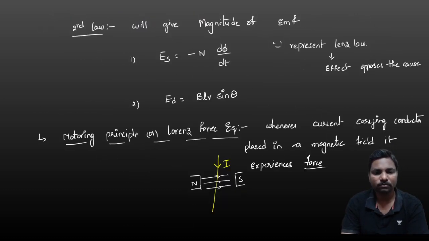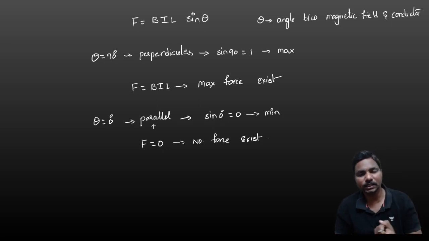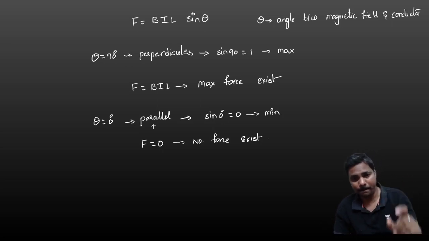Faraday's laws, first law and second law. Lorentz force equation or motoring principle. Okay. In the next session, we will discuss Fleming's left hand rule, Fleming's right hand rule, and magnetic materials: dia, para, and ferro. Okay, so we will discuss those in the next session.